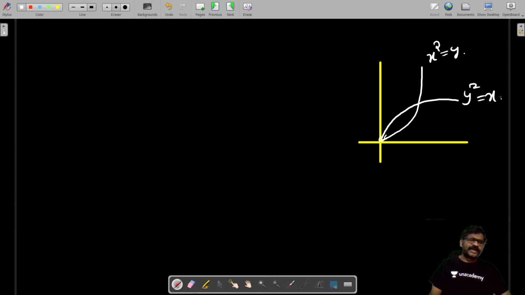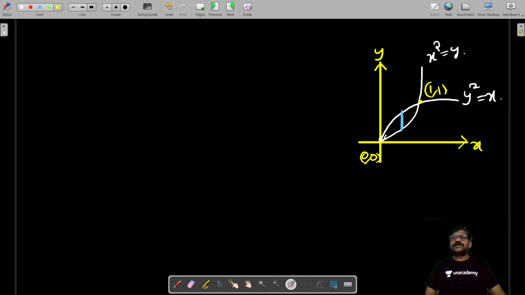y equal to x square and x equal to y square. Here in the problem he has mentioned that x greater than y square, y greater than x square. That means this region, this part. Now this is 0 comma 0, 1 comma 1. Now the same region I am taking to change the order.